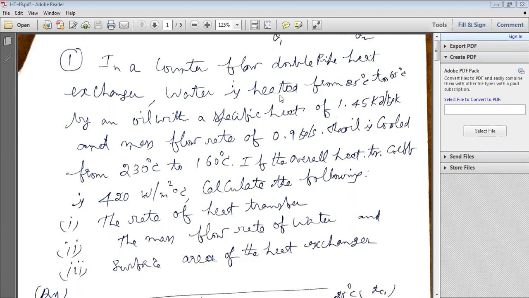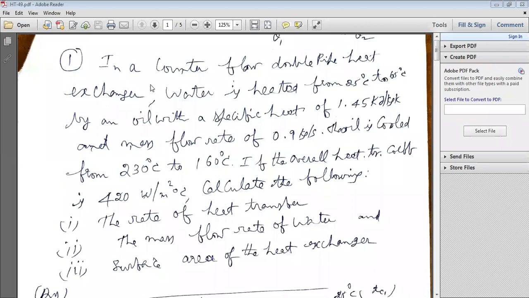In a counter flow double pipe heat exchanger, what is the difference between counter flow and parallel flow? In parallel flow, both fluids, the hot fluid and the cold fluid, flow in the same direction. In counter flow, one fluid, the hot fluid, flows in one direction and the second fluid, the cold fluid, flows in the opposite direction. That is the difference between parallel flow and counter flow.